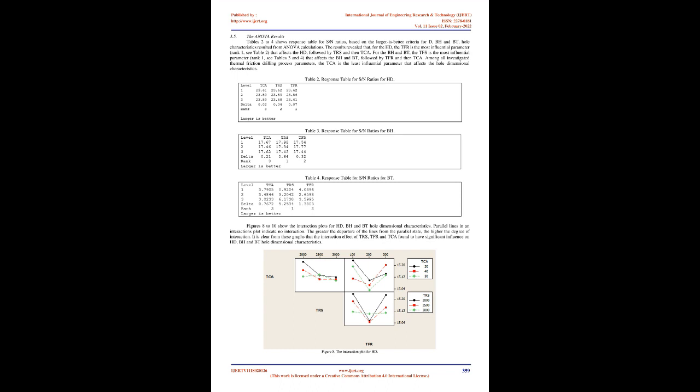Figure 5. Variation of the HD with the TRS at different TCA and TFS of A. 100, B. 200 and C. 300 mm/min.